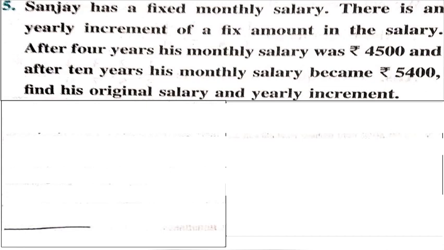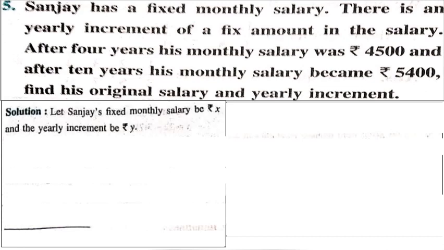So we have to presume original salary to be x and yearly increment to be y. So let us begin with the solution. Let Sanjay's fixed monthly salary be rupees x and the yearly increment be rupees y. Now let's frame the first condition. Equation according to the first condition. Then in 4 years its salary will be x plus 4y, because first year he gets plus y, so it will be x plus y.